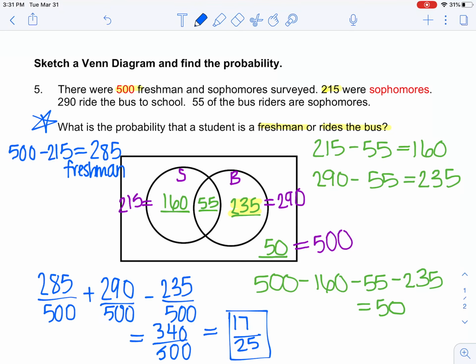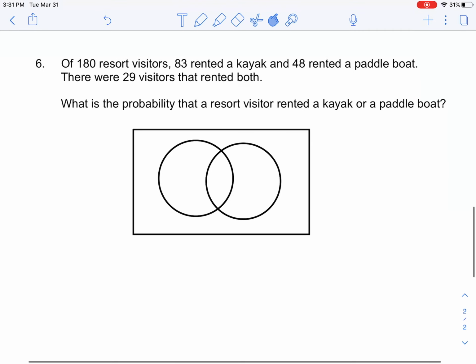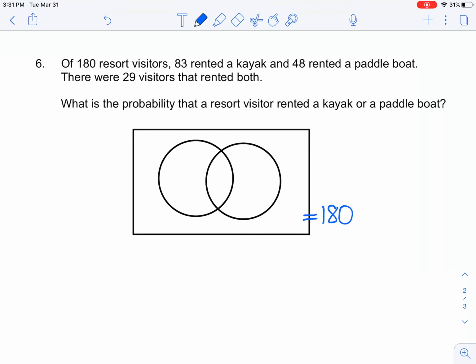So we have a 17 out of 25 probability that a student is a freshman or rides the bus. Let's take a look at number 6. Of 180 resort visitors, 83 rented a kayak and 48 rented a paddle boat. There were 29 visitors that rented both. So this time our universal set is our 180 resort visitors.